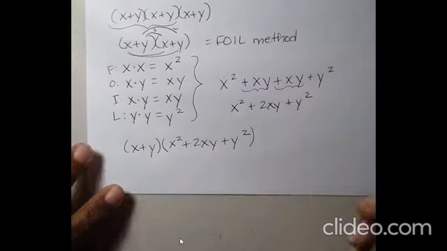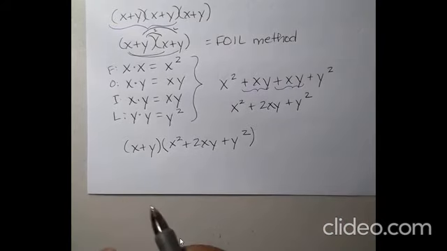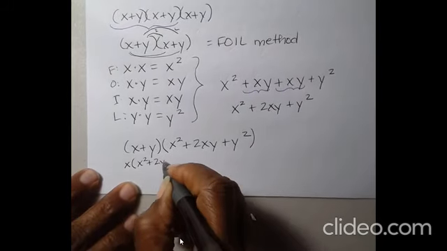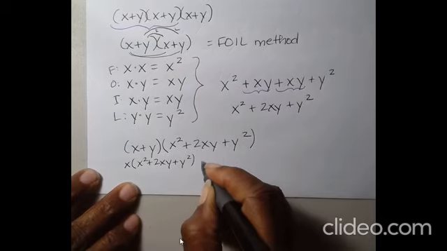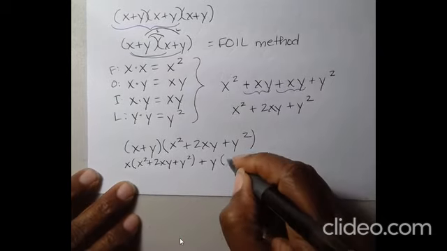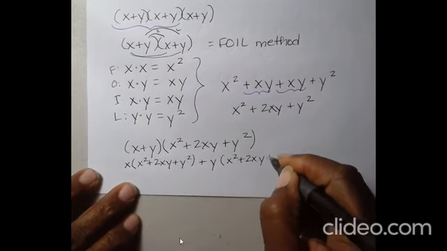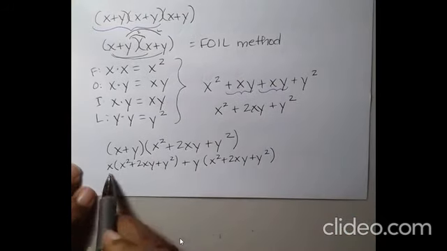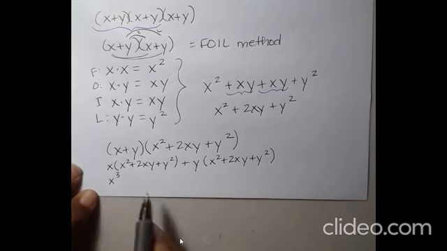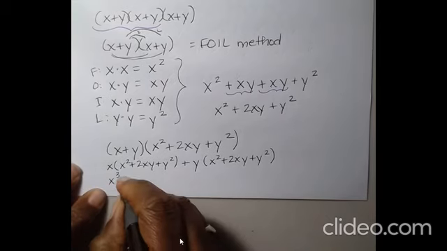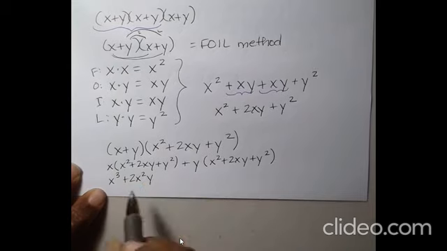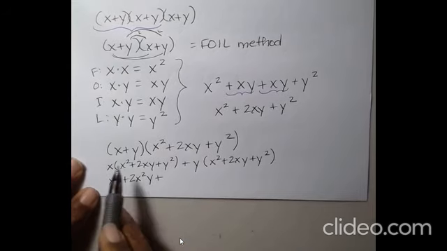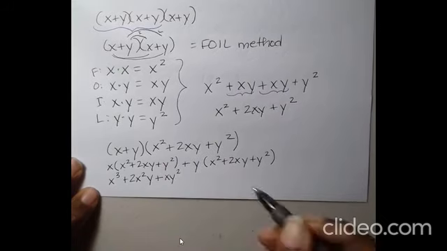What do you think about us now distributing? We can distribute this first term times x squared plus 2xy plus y squared. And then we're adding the second term, or the y, times that same x squared plus 2xy plus y squared. Let's multiply it out. X times x squared is x cubed. X times 2xy is 2x squared y. X times x is x squared. You keep the y. Plus x times y squared is xy squared.